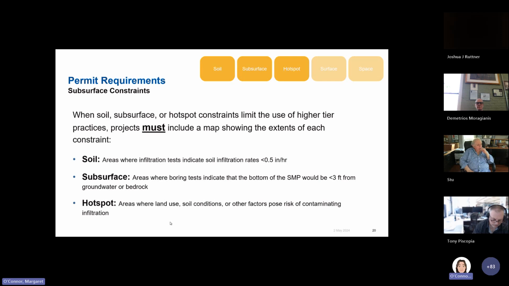And then finally, the hotspots. Hotspots are land uses where, just by the very use of the land, there is potential for pollution. Things like repair shops, gas stations, industrial uses where you might store chemicals outside. The maintenance yards frequently have fertilizers, pesticides, paints, all of that type of thing. That might be considered a hotspot area.